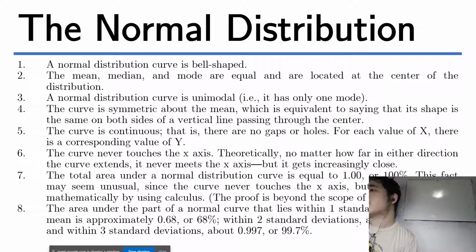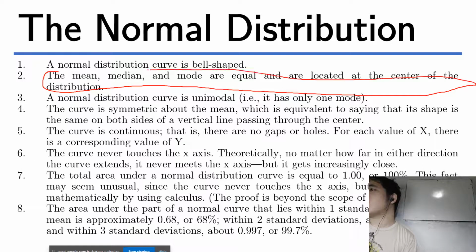What are the most important things here? The mean, median, and mode are equal and are located at the center of the distribution, because the distribution is symmetric. Always remember that. We discussed in skewness that when symmetric, all three parameters are equal. There is only one mode.